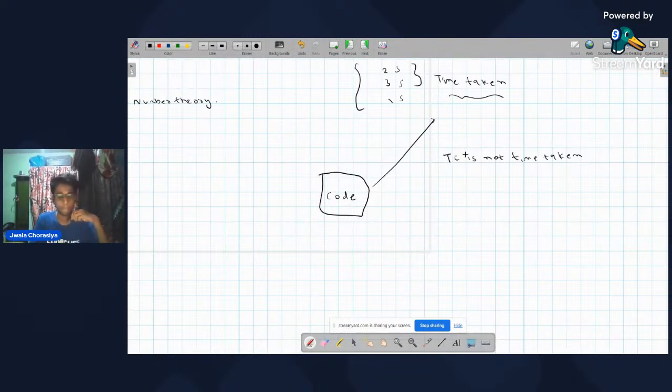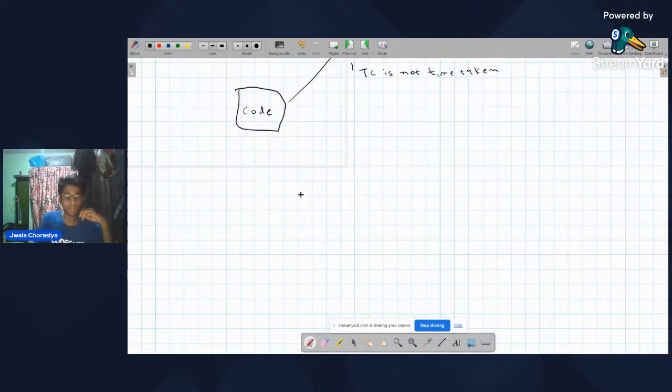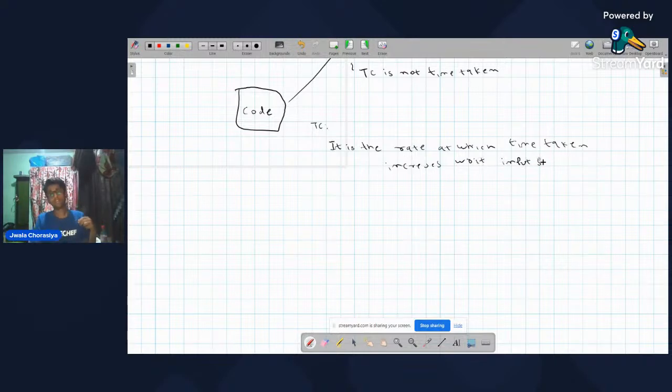Okay, so don't get confused with this. It's not the time complexity. So when I write a simple definition of time complexity, it is the rate at which the time taken increases with respect to the input size.